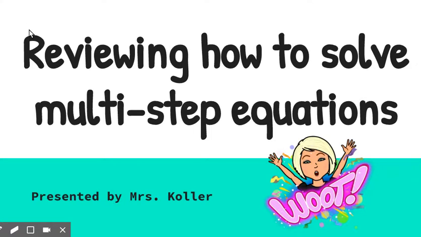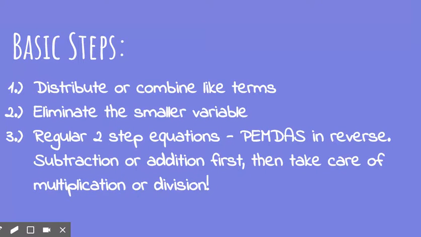We're going to go over how to solve multi-step equations. First things that you want to think about. Number one, distribute or combine like terms first. So when you distribute, that's when you see parentheses. When you think of the distributive property, think of parentheses with a number out front somewhere.